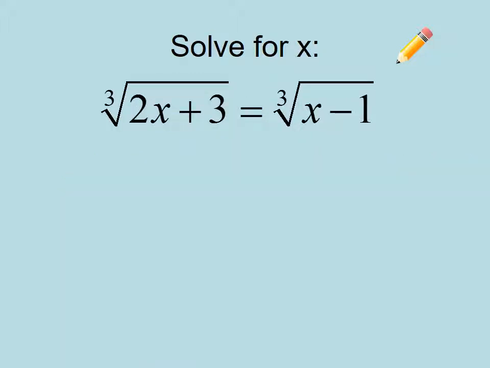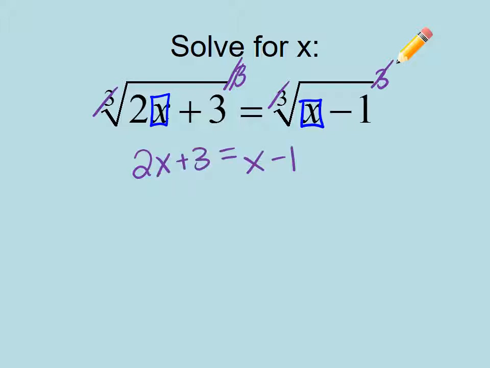Let's take a look at this example. My goal is to get x by itself. First thing I notice is that both sides of the equation are under a cubed root. So I'm going to cube both sides, which takes care of those roots. I'm left with 2x plus 3 equals x minus 1, which is an equation you have been solving for years.